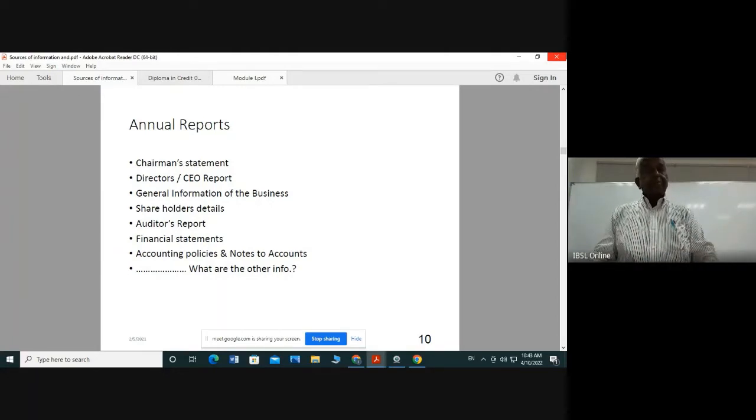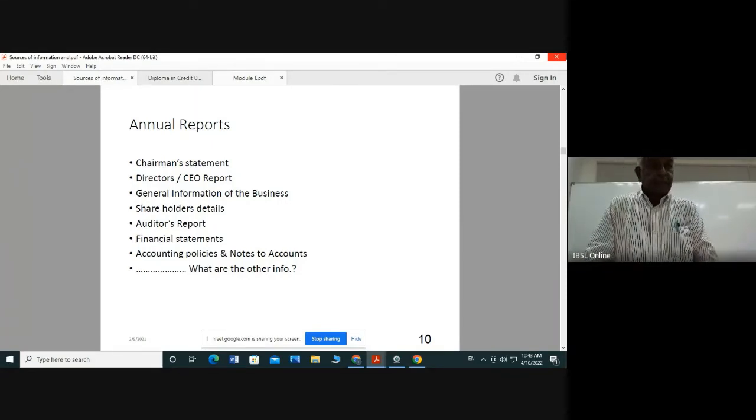The chairman's statement will be there. Maybe you have seen your own bank or finance company's annual reports. I don't know how many of you have gone through them. If you have, you may know what information is available in those reports. The chairman's statement will be useful for you. The chairman may say we are going to do this, or this year was bad and we couldn't achieve. Those are pieces of information for you to make decisions.